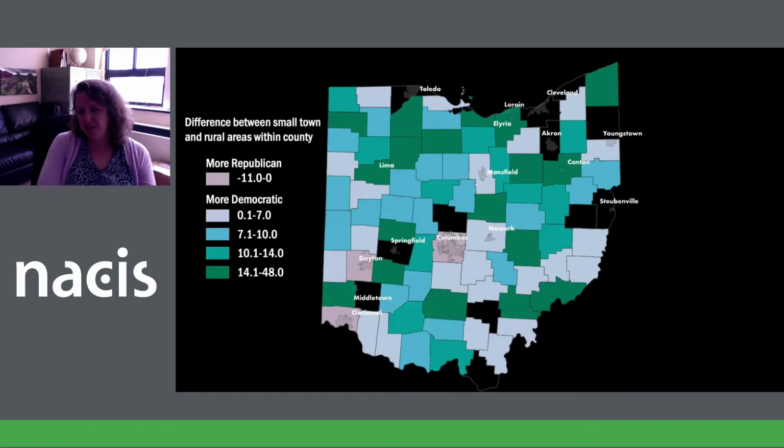So there's no particular geographic pattern to the size of the rural urban divide, but as I mentioned previously, some of the counties with the largest differences were the ones that are home to colleges, including Ohio University in Athens, Oberlin, and Bowling Green. The black counties here are the ones that don't have either small towns or rural areas to compare.